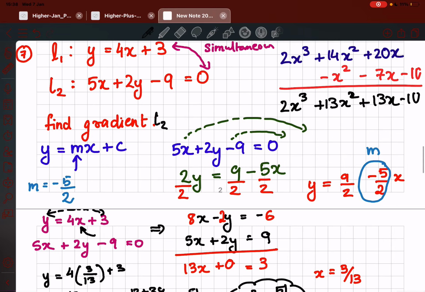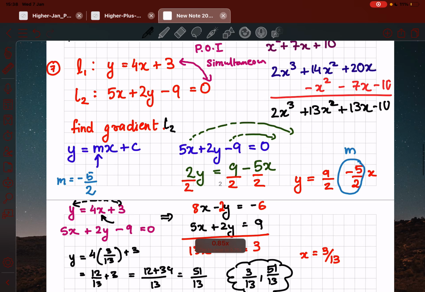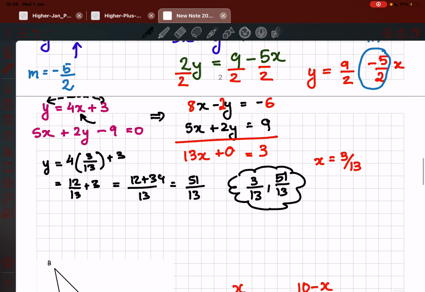So whenever you hear point of intersection, think simultaneous equations, and you can solve them to get to your answer.